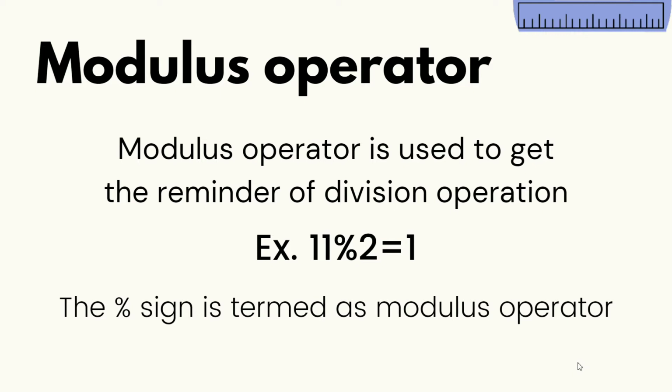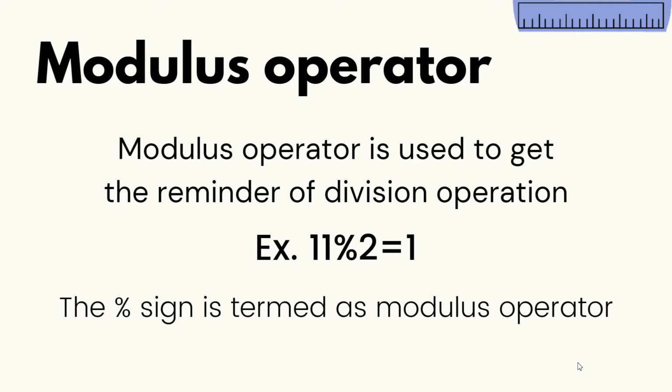As you can see on your screen, here I have used 11 % of 2. Sorry, it is not percent, it is a modulus operator. 11 modulus 2 equals 1, which means 2 fives are 10, and after 10 we get 1 as the remainder. Here it is displaying the 1. This is how we use the modulus operator.